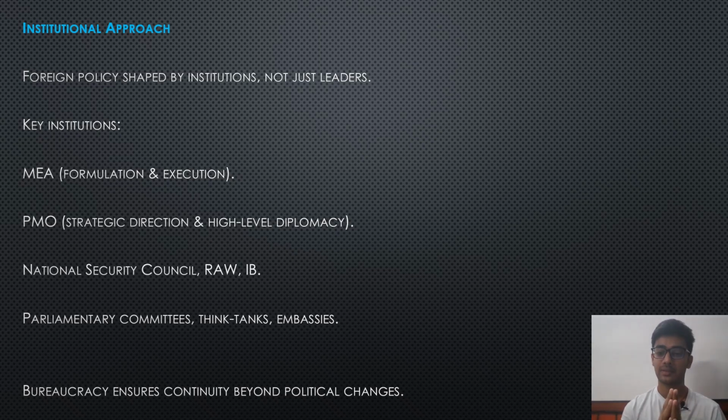Then there are parliamentary committees that recommend, that ask the government questions and provide information to the government. There are think tanks. Think tanks could be government think tanks, or private think tanks, that actually do research, do analysis, and provide very great insights into what the scenario is on a global level, or what policies we can take to actually make foreign policy better.